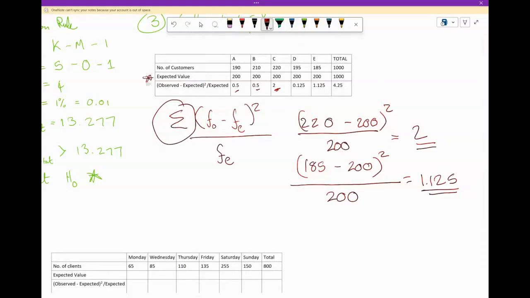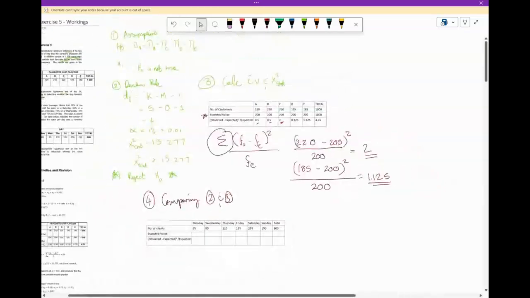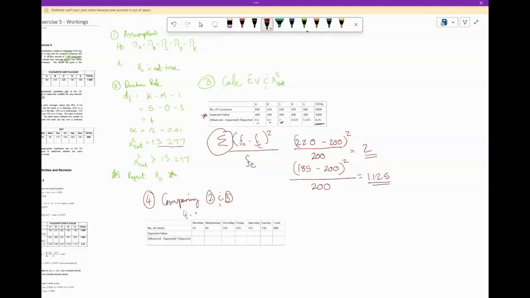All right. And step number 4, I'm just going to stick with this color so we have something to distinguish. We know it is comparing 2 and 3, what we've calculated in 2 and 3. So here we can see this is our 2 and this is our 3 over here. So you can see that 4.25 is less than 13.277. So what are we going to do?